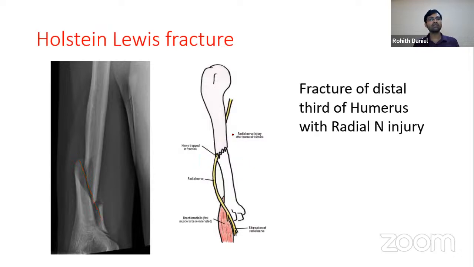So what is Holstein-Lewis fracture? Fracture of the lower third of humerus with radial nerve injury. This was a very recently asked question in the recently concluded FMGE exam. Okay, very, very important. The whole radial nerve topic is very important, very often asked for your exam.